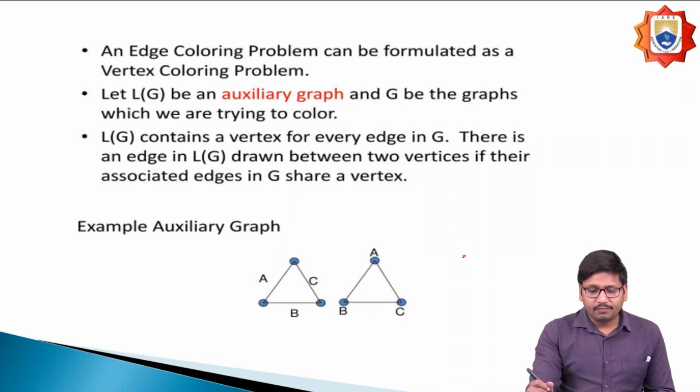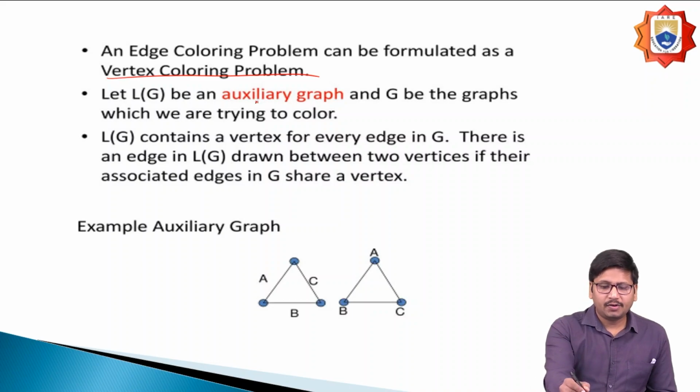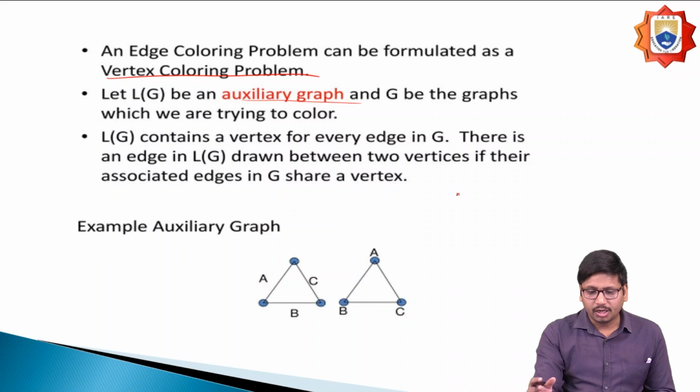So for the auxiliary graph, what is the similarity to the same graph? Normally this edge coloring is formulated from vertex coloring only. Whenever I consider an auxiliary graph, it is almost similar to the input graph, where the edges are almost all the same, so it is a copy of that graph.